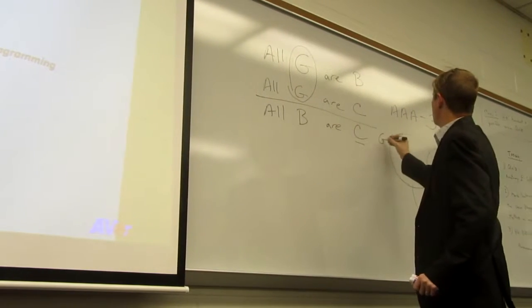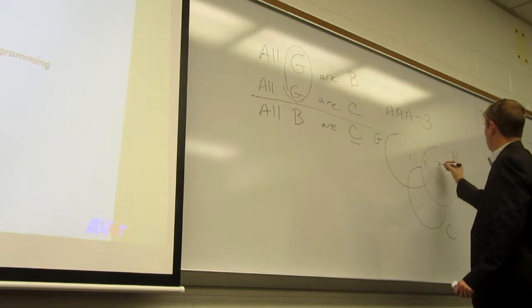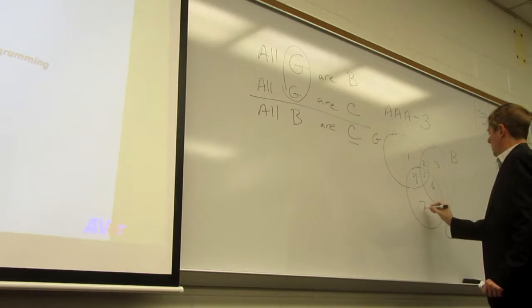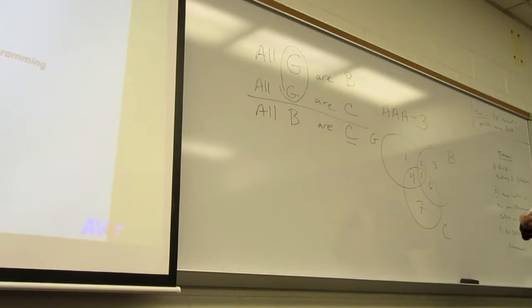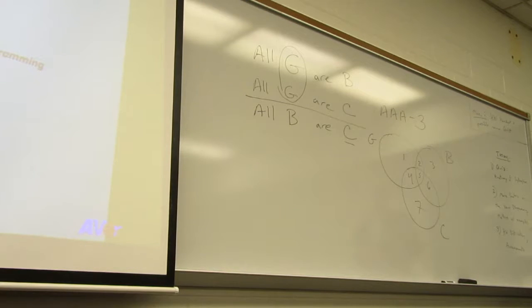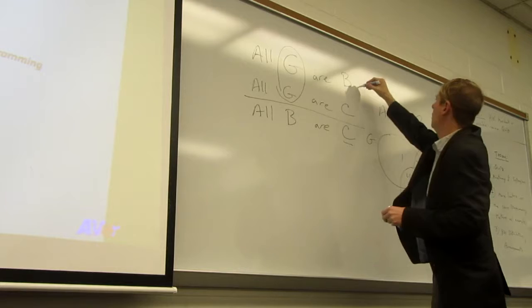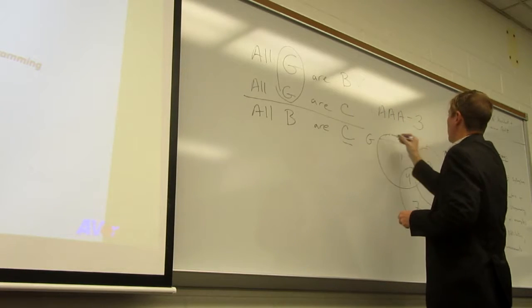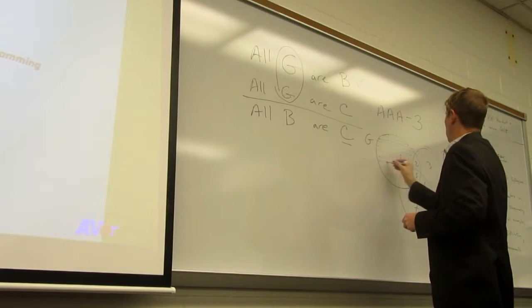Going to call this one G, this one B, this one C. How am I going to go about diagramming this one? All G or B, I'm going to do what? Shade all 1. Yeah, all G or B, I'm going to shade 1, and what else am I going to shade? 2. No. 4.